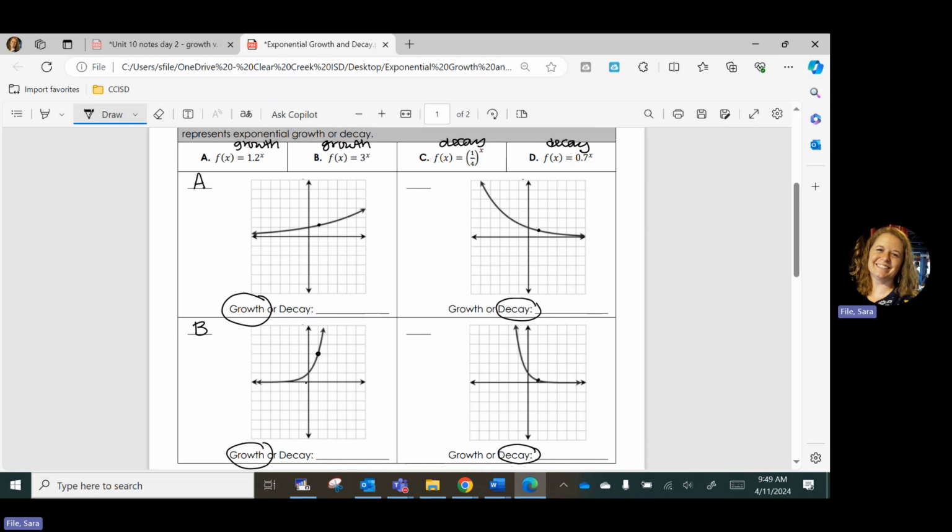But you can also look at the steepness. So when you're looking at a decay graph, you're looking at that b value. The closer that b value is to 0, so it's like the further away from 1, the steeper the exponential will be. So 1/4 is further away from 1 than 0.7. So it's got this steeper decline. Okay, so that is your C value, and that one is your D.